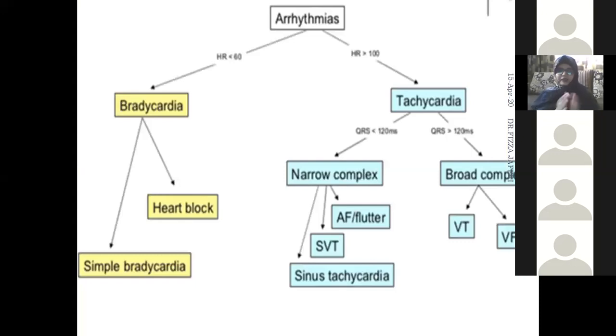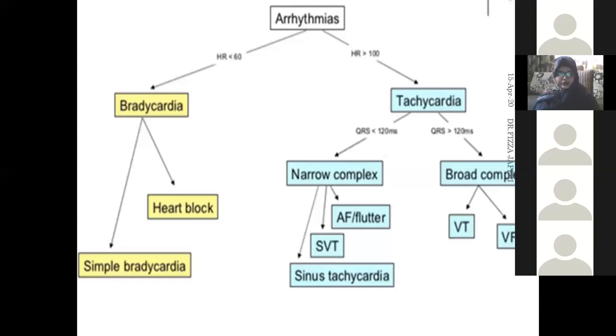So arrhythmia can be classified according to heart rate. It can be classified according to rhythm. It can be classified according to site of origin, either atrial arrhythmia or ventricular arrhythmia, or according to complex presentation on ECG, like broad complex arrhythmia or narrow complex arrhythmia. I have classified it according to heart rate for your ease.